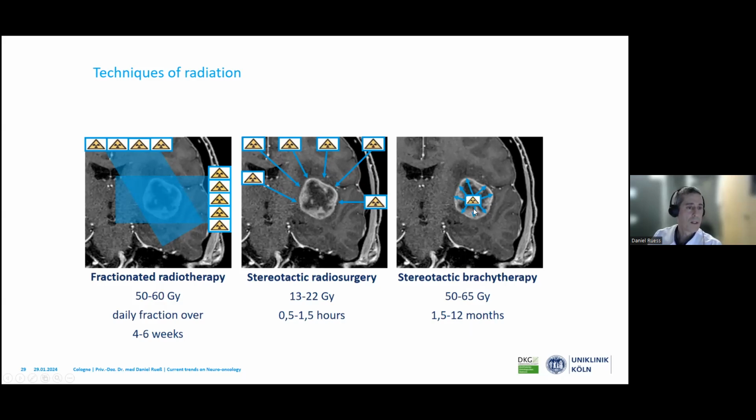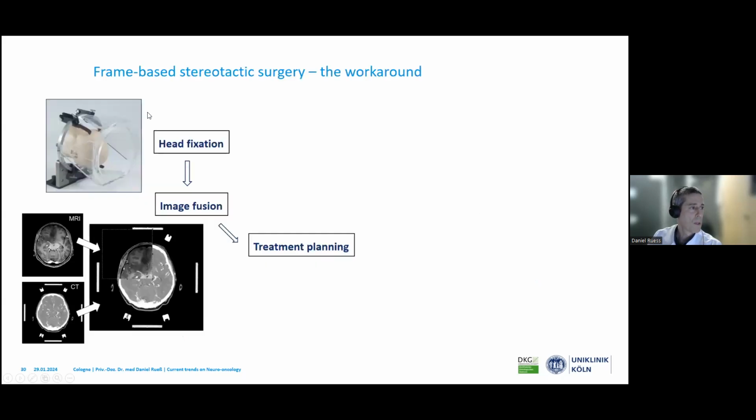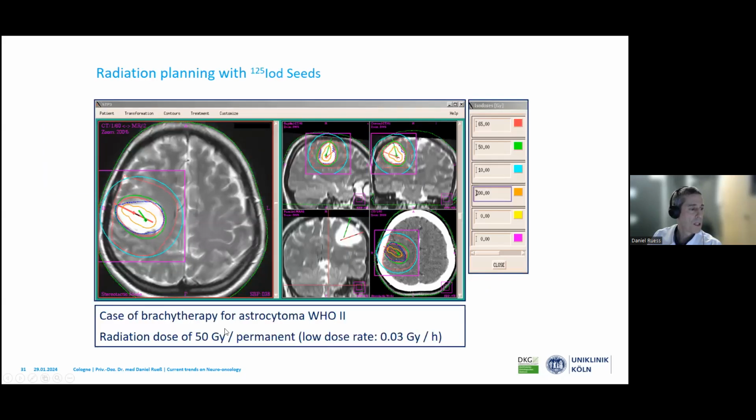So we have to get the radiation sources inside the tumor, and that is the minimally invasive surgical approach we have here. So you remember, as I showed you, this procedure is nearly the same, but when we come to treatment planning, something is different. And I have an example here for you of an astrocytoma WHO 2, where we want to irradiate it with 50 gray.